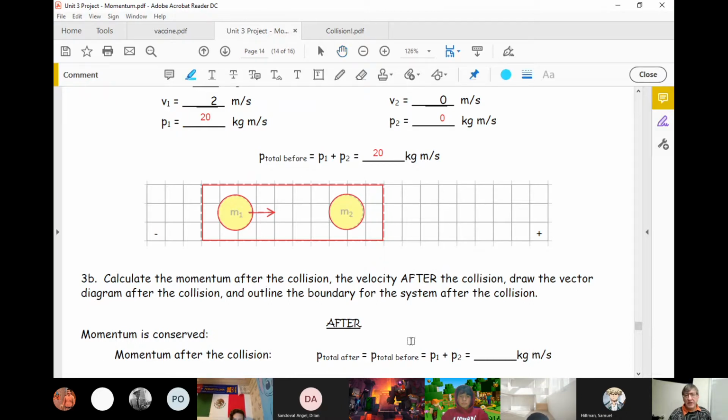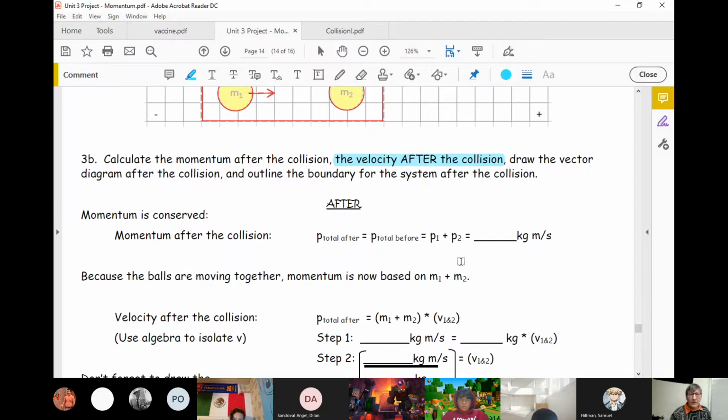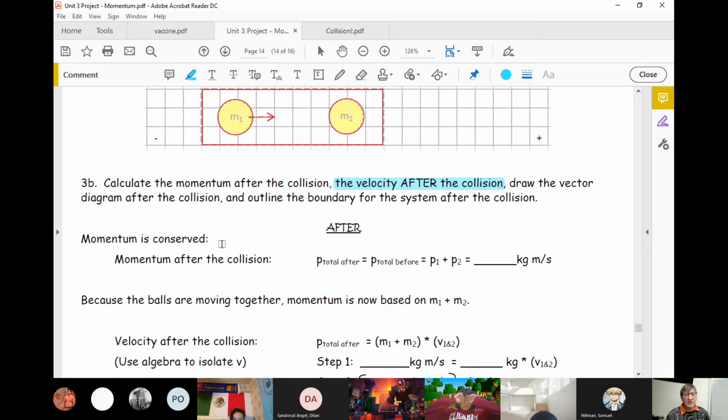But there is one more thing in here that is tricky. That's this part. We're going to calculate, using some algebra, the velocity after the collision. And this is actually where we're going to begin here. Because momentum is conserved, in other words, the total momentum is not increased, it's not decreased, but it can be transferred from one part of the system to another part of the system, we should already know the momentum after.